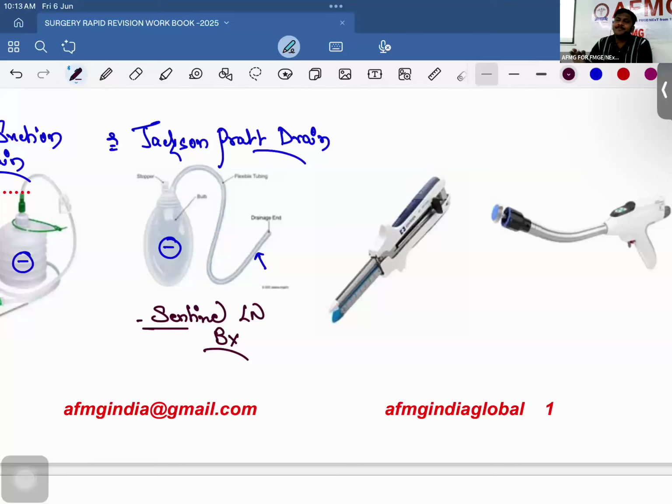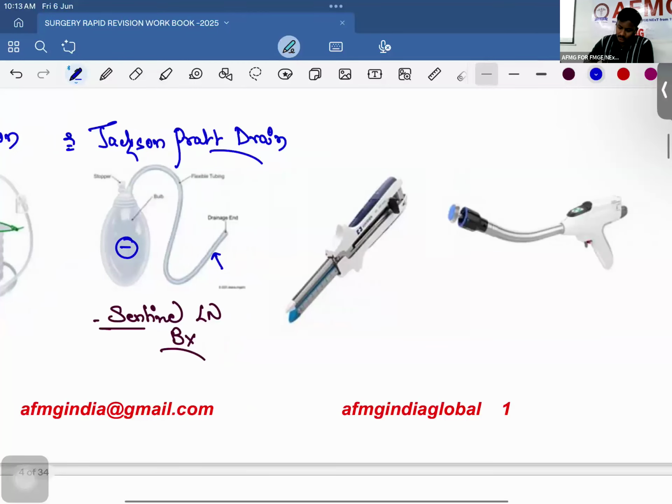In cases of penile cancer, the sentinel lymph node biopsy is known as Cabanas procedure. So sentinel lymph node biopsy for penile cancer, beta, is known as the Cabanas procedure. I've told you that earlier. Okay? Chalo. So that is important.